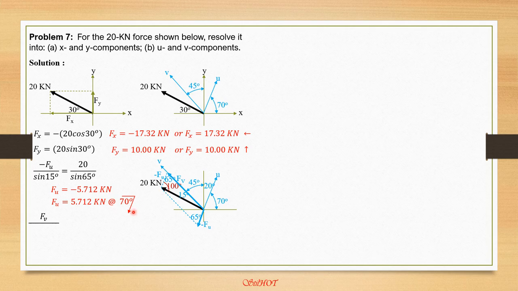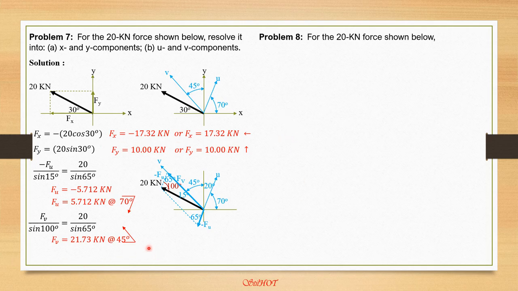Then Fv as to sine 100 is equal to 20 as to sine 65. Fv is positive. So using your calculator, Fv is 20 sine 100 over sine 65, 21.73 kilonewtons at an angle of 90 plus 45 is 135, at theta equals 135. Or the other way, it makes an angle of 45 degrees with the negative x-axis. So you may also answer that way. The answer is also 21.73 kilonewtons at theta equals 135 degrees. So for this case, let's just leave the answer that way.